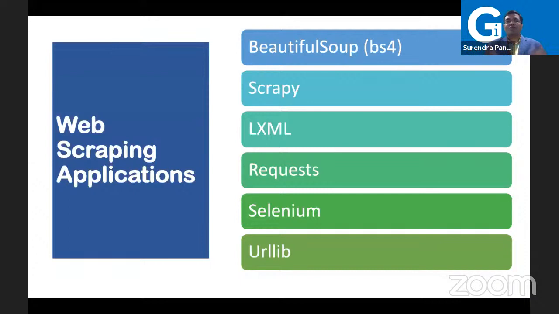You can even automate things with Selenium. Selenium allows you to test and check the various forms of the web also. All that can be done here. So these are the libraries for web scraping purposes: BeautifulSoup, Scrapy, lxml, Requests, Selenium, urllib. So much to do. That's why Python is becoming so popular.